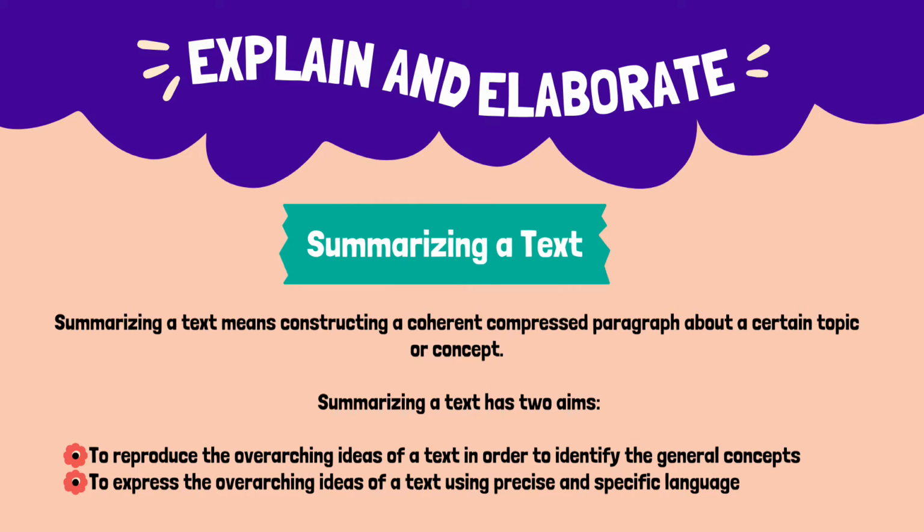Summarizing a text. Summarizing a text means constructing a coherent, compressed paragraph about a certain topic or concept. It helps us with studying and is also considered to be a good writing practice. Summarizing a text has two aims: to reproduce the overarching ideas of a text in order to identify the general concepts, and to express the overarching ideas of a text using precise and specific language.